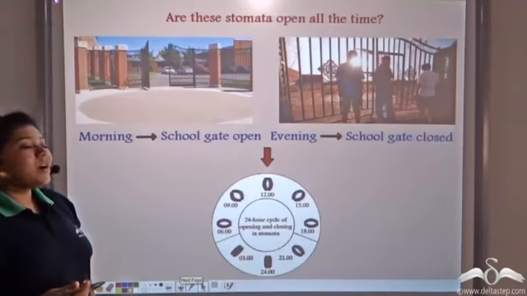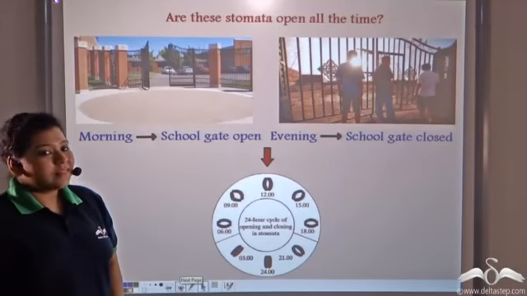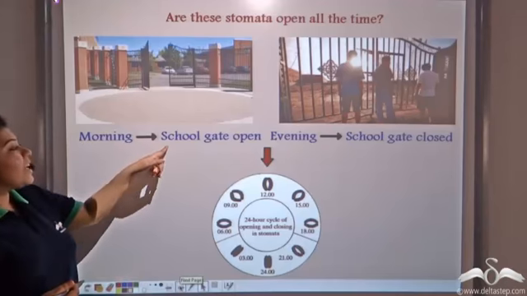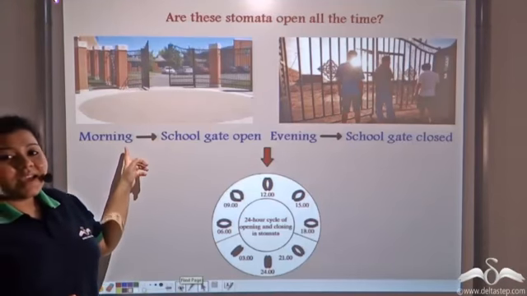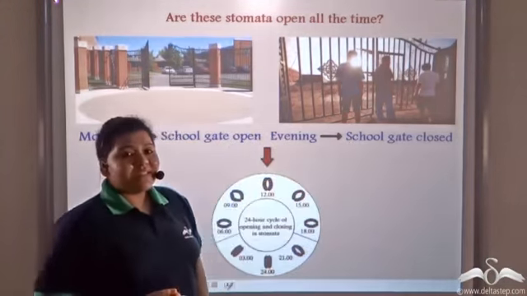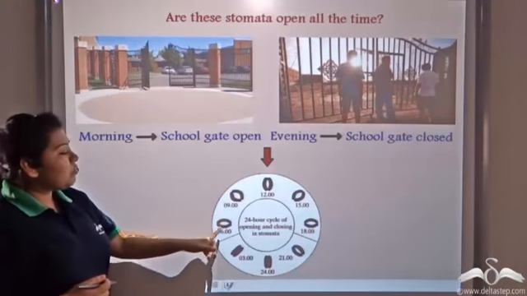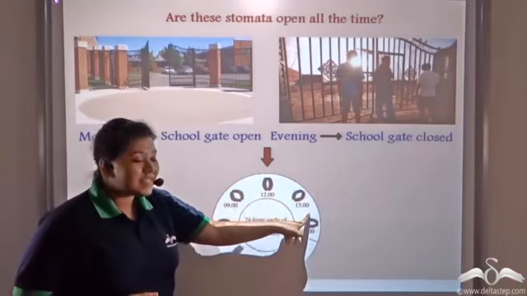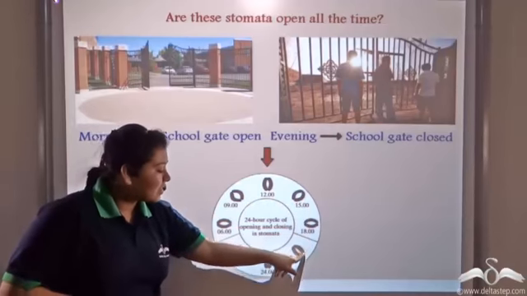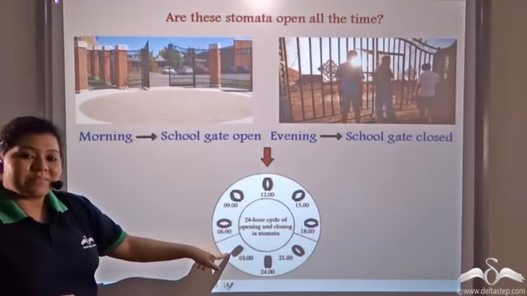Now, are these stomata open all the time? No. Just like school gates open in the morning and get closed by the evening, similarly, the stomata remain open during the daytime and get closed during the night time.